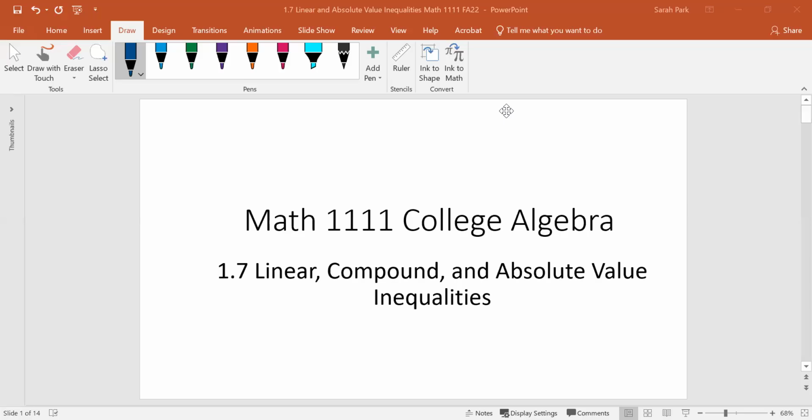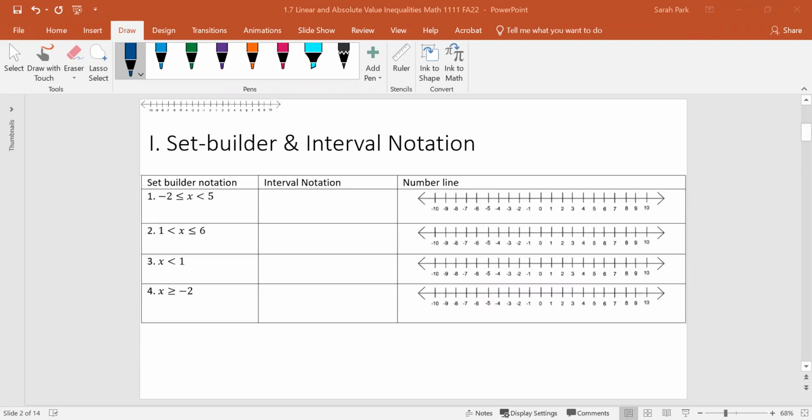Hi everyone. In this video we're going to take a look at three types of inequalities: linear, compound, and absolute value from section 1.7. Before we jump right into solving inequalities, let's first go over the basics of set builder and interval notation, what the difference between those two types of notations is, and how we can transfer that onto a number line.